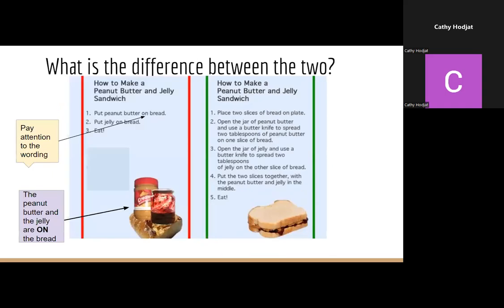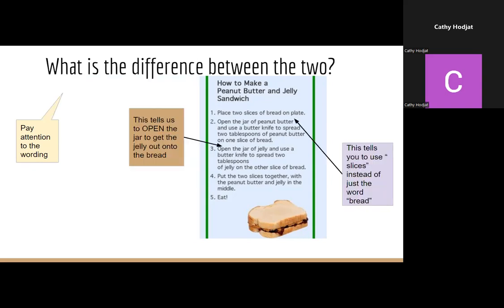Okay, so when we look at the wording in the first recipe, the one that's in red, whoever made the sandwich did follow the steps. I mean, the peanut butter is on the bread, the jelly is on the bread, but that's not actually what we wanted to get across to the person making the sandwich. We look at the recipe in green. It tells you how to use the different materials or ingredients. Lots of detail, so there's no confusion about what to do.